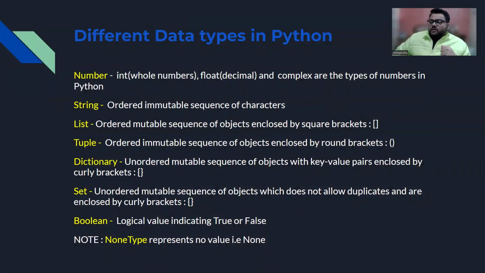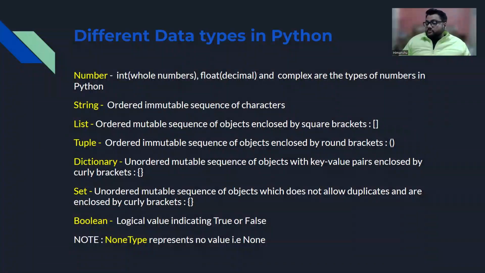Next comes the dictionary. A dictionary is an unordered mutable sequence of objects with key value pairs. A dictionary will always have a key value pair, and it is also unordered. In a dictionary, the items are not stored together in the memory, so you never know which is the next item in that dictionary. That's why you cannot perform indexing on it. You will always use the key to find the value in the particular dictionary.